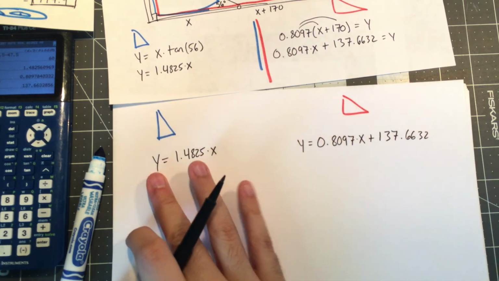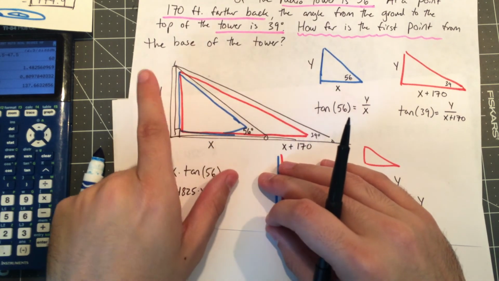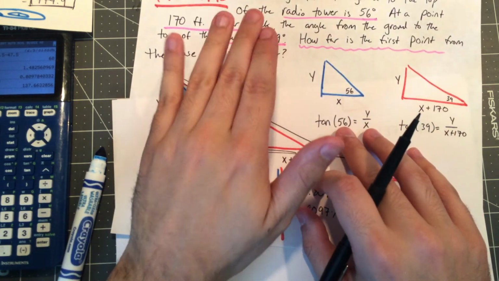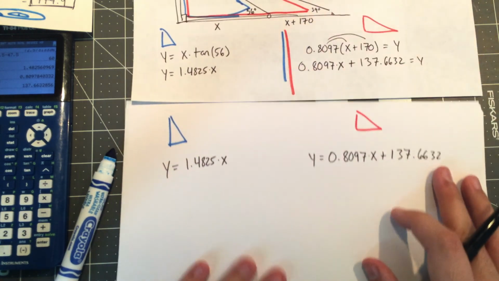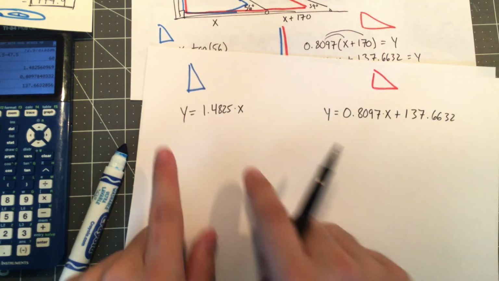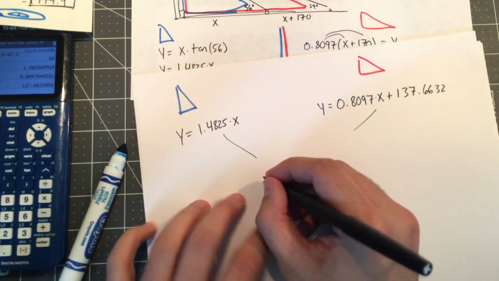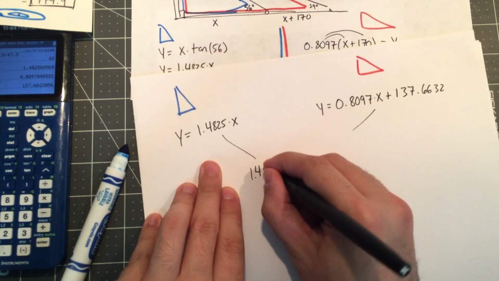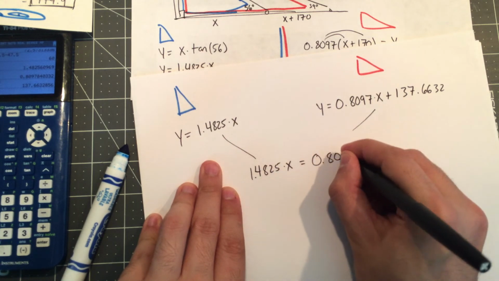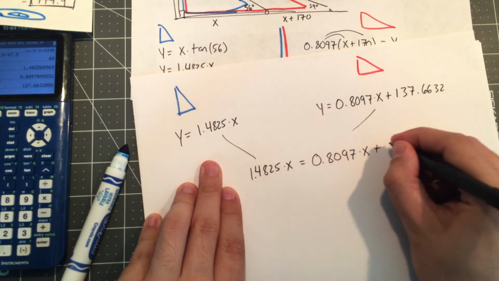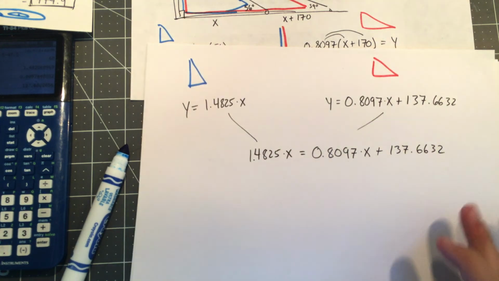One of the reasons we're isolating y is because y is the thing that they both have in common. They both have the height of the tower in common. It's not being asked for in here, but we can use it to find what we want. So we have these two, and all I have to do is set them equal. If y is this and y is this, those things can come together and make 1.4825x equal to 0.8097x plus 137.6632. The decimals are a little cumbersome.